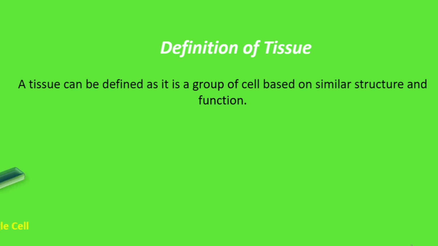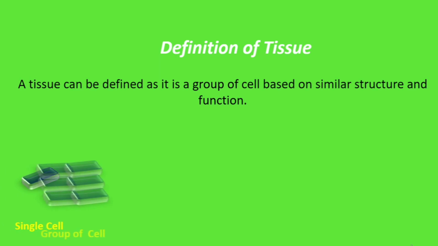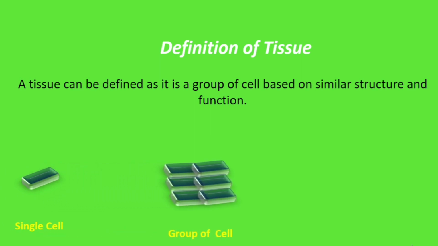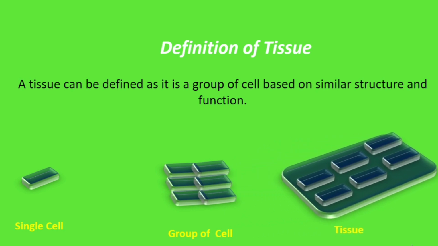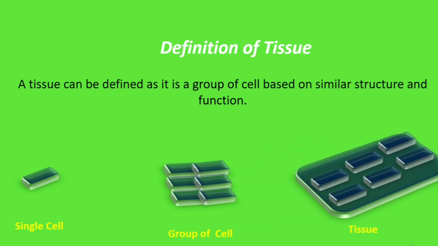Let's take an example. Here is a single cell. Here is a group of cells, and in this group each cell has similar structure and function. When they come together, this is known as tissue.